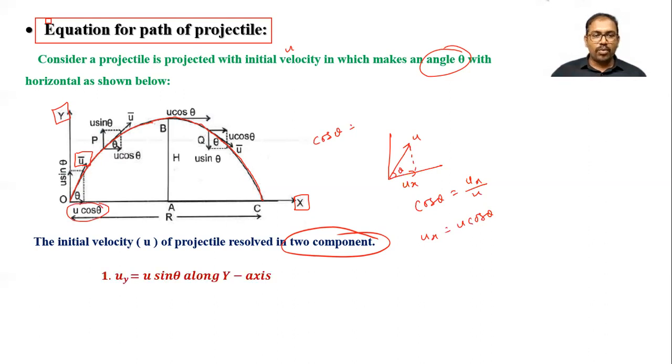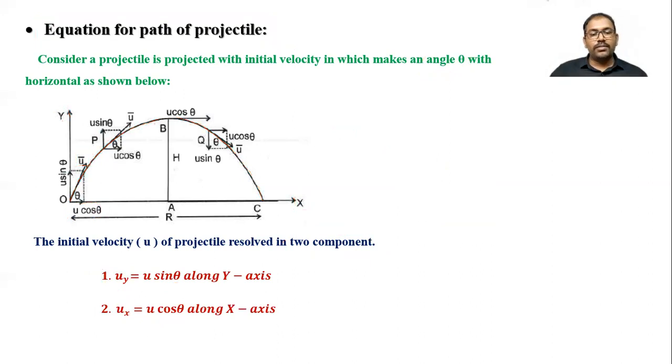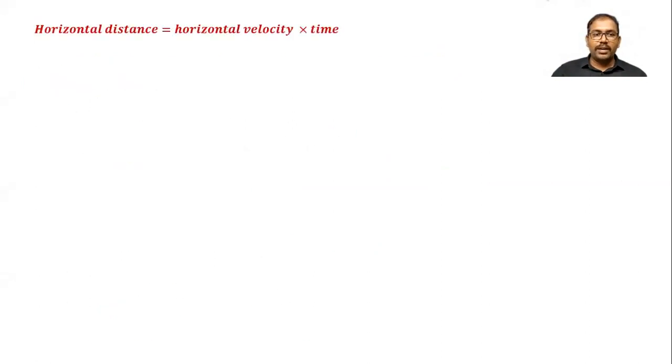In a similar manner we can write the component along the y-axis is u sin theta. So along the y-axis u sin theta, along the x-axis u cos theta, or we can call them the components uy and ux also. Now we know the horizontal distance covered by the projectile in time t. We have an idea about the formula of velocity, distance by time. So horizontal distance is equal to horizontal velocity into time.